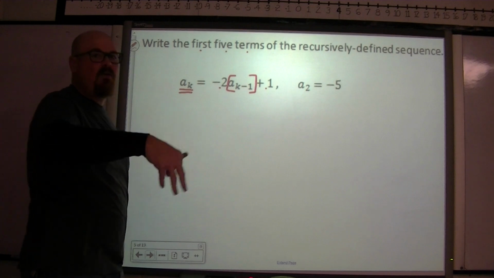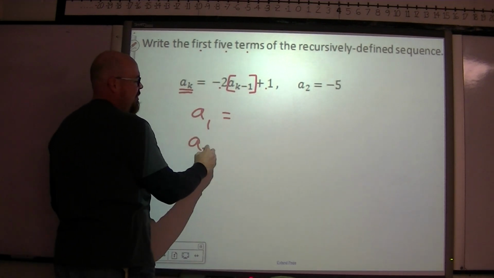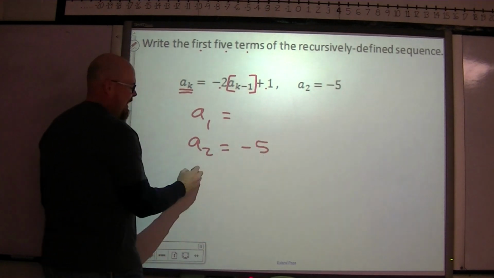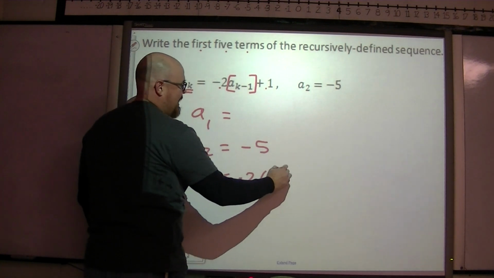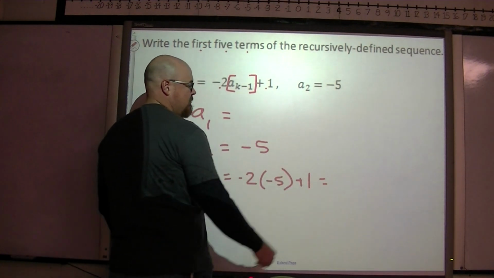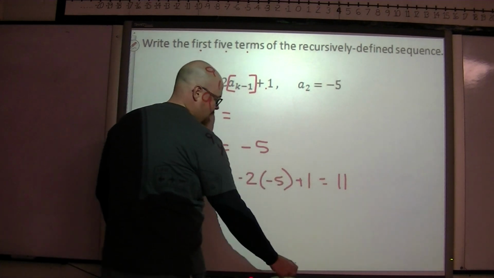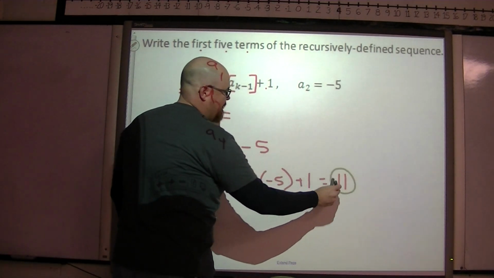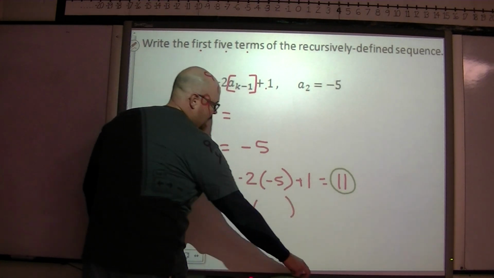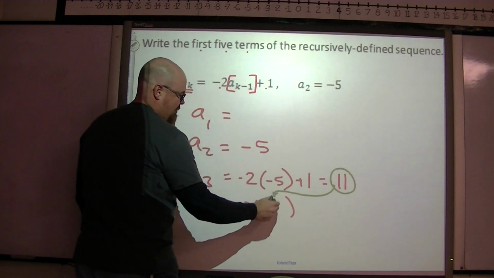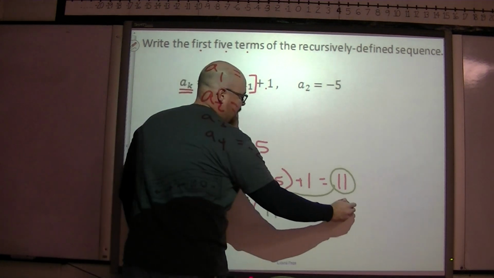Well, let's go forward and then we'll have to go backward, right? We don't know what the first term is yet. We know that the second term is -5. The third term, we take -2 times -5 plus 1, which would be 11. The fourth term, we're using, remember, the term that came before it, and we're using that in here, right? Here's where the 11 comes in. And we're adding 1 to get, what is that, -21?